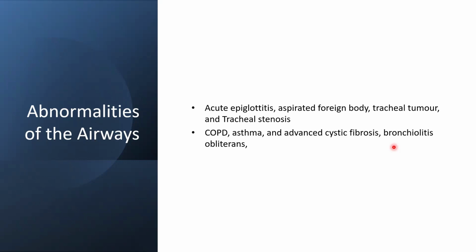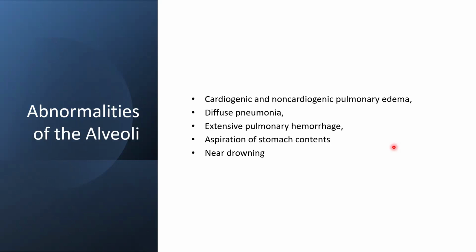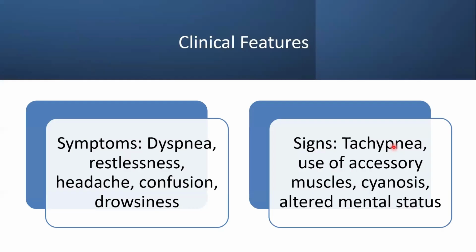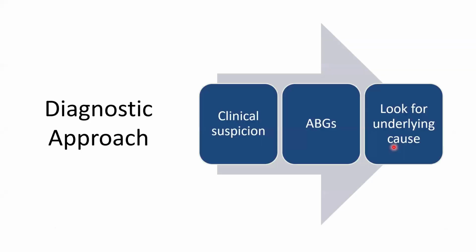Similarly, lower respiratory airway pathologies like COPD, asthma, cystic fibrosis, and bronchiolitis can also cause type 2 respiratory failure. Type 1 respiratory failure is the abnormality of the alveoli, which we have already discussed. Clinical features are due to respiratory failure and can be dyspnea, restlessness, headache, confusion, drowsiness, and there would be some signs or symptoms of underlying disease, like, for example, pneumonia, or pulmonary embolism, or heart failure.